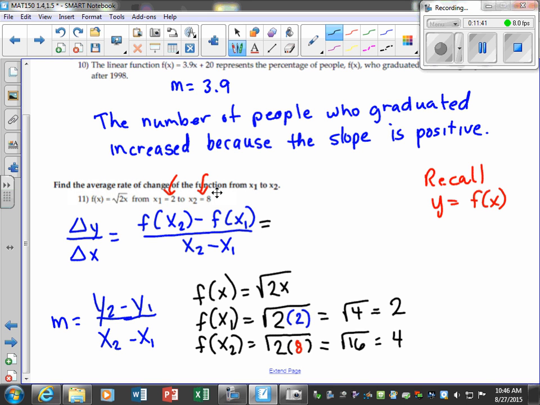So the function evaluated at x sub 2 equals what? 4. Good. What is the function evaluated at x sub 1? 2. Then what is our x sub 2? It was given 8. And what is our x sub 1? It was simply given 2. And then we simplify this. 4 minus 2 is just 2 over 6, which simplifies to 1/3.